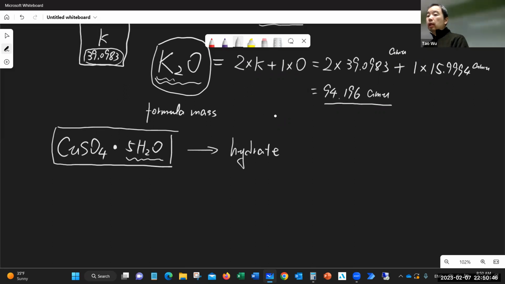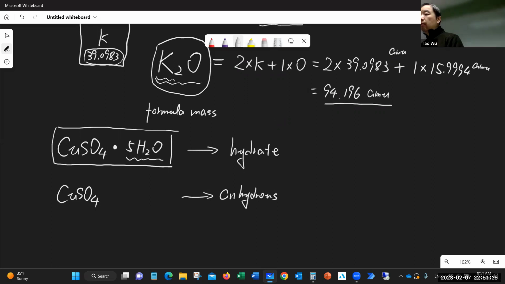So this one is called a hydrate, and this one without water, you see, if this formula is without water, we also give it a name. It's called anhydrous. All right, so for this kind of complicated molecule, how do we figure out the mass? Well, generally it's the same thing. You figure out what kind of atoms are in it.